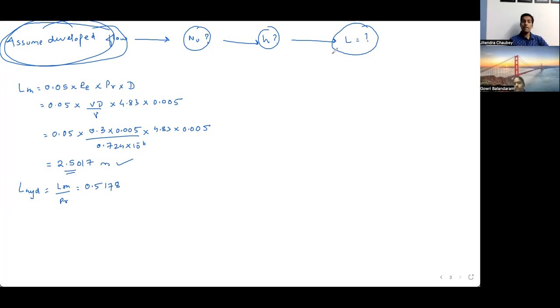But if you assume it to be developing flow, and the length comes as 3 meter, then your assumption is wrong. Because for developing, L should never be more than 2.5. So then I start again. So if I do both, I just cancel one away. Yes. Automatically, you can conclude with one of the answers.